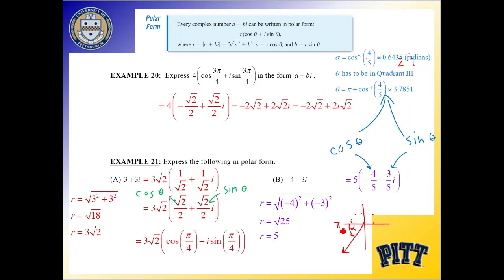So according to the figure, for me to find the value of theta, which is this whole thing here, I'm going to have to take pi plus the value of alpha, which would be, in this case, the arc cosine of 4/5. So when I do that, I get about 3.7851 radians. Which means that if I'm writing this in a more polar form, I'm going to have 5 times the cosine of 3.7851, plus i times the sine of 3.7851.